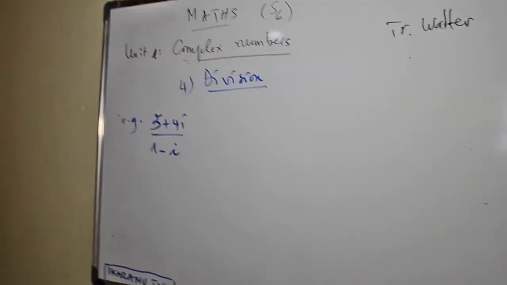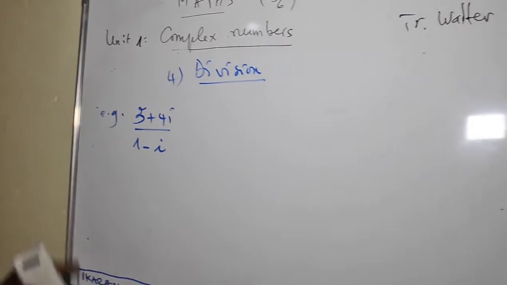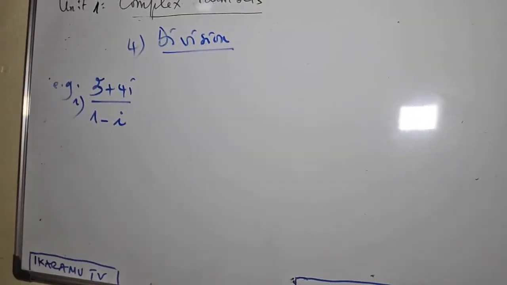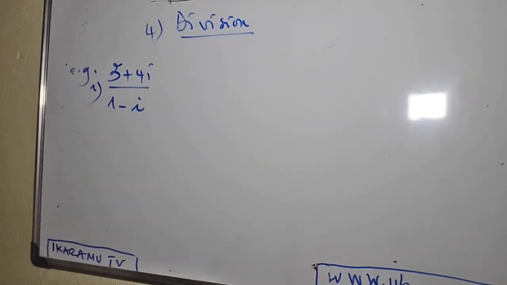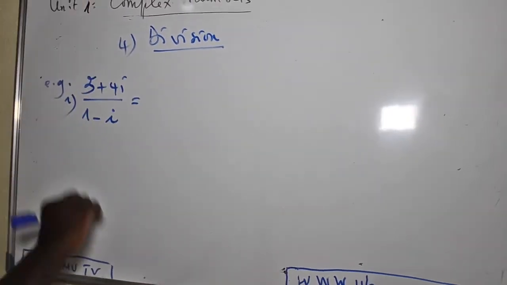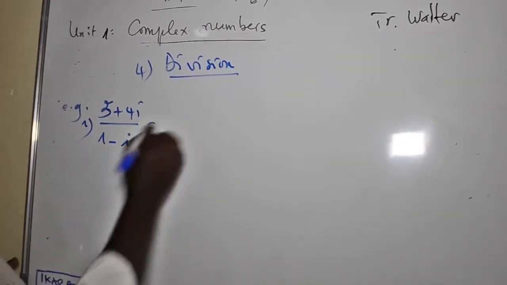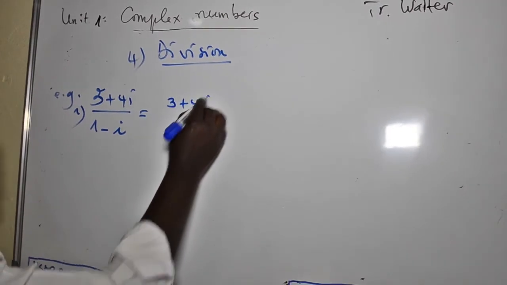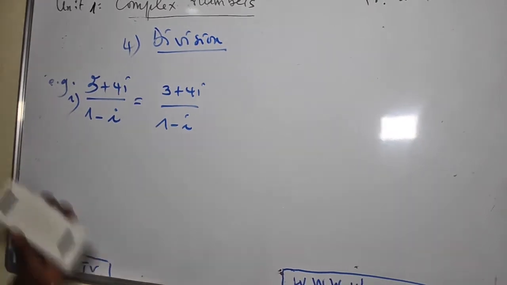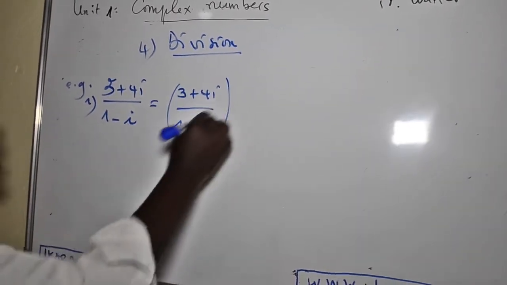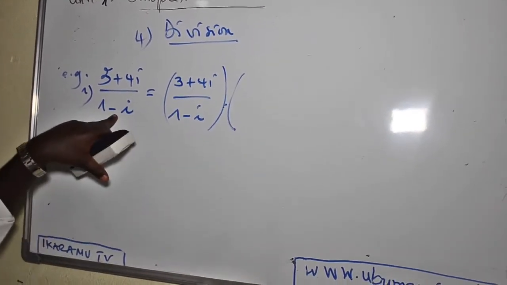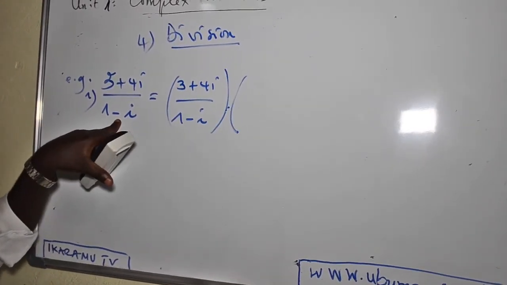So here we have how many numbers? We have two complex numbers and we have to find their quotient. We have to divide them. How now do we find the division of two complex numbers? To find the quotient, we have 3 plus 4i and we have here 1 minus i. What we do is take this number and multiply on both sides by the conjugate of the complex number which is at the denominator.